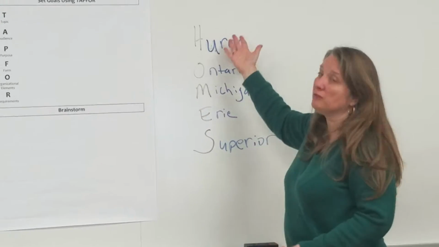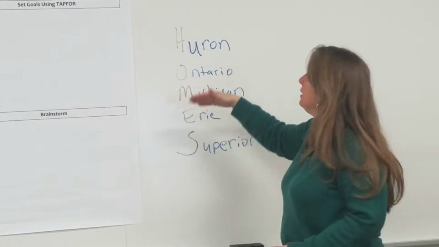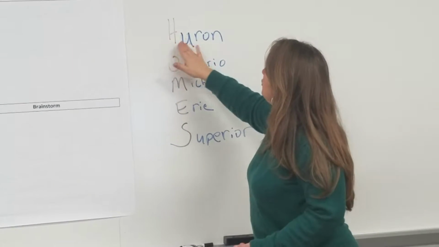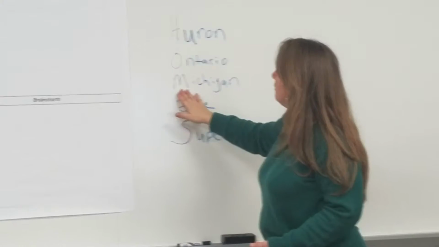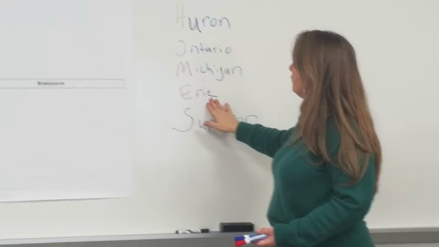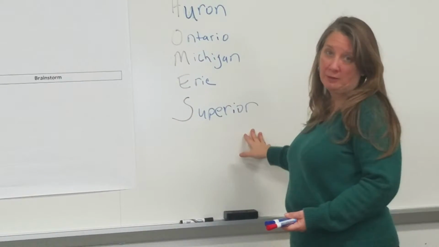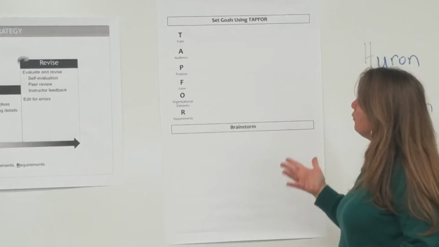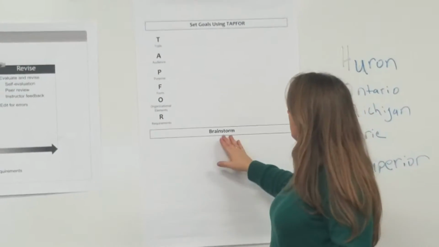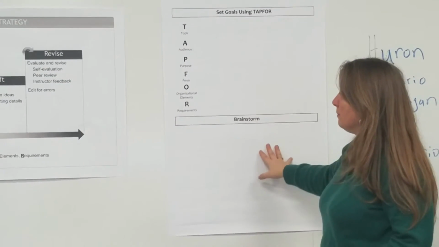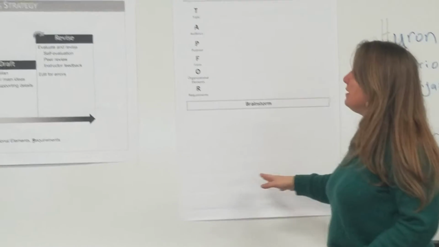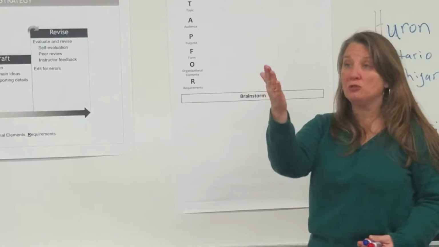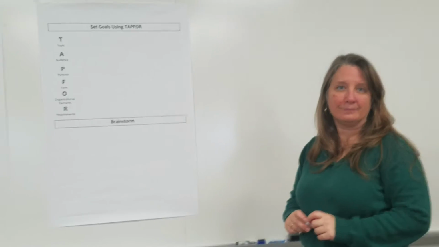One of them, to be able to remember the 5 Great Lakes of Michigan, is HOMES. So H is for Huron, O is for Ontario, M is for Lake Michigan, E is for Erie, S is for Superior. This mnemonic device helps us to remember the 5 Great Lakes. This mnemonic device helps us to set our goals for writing our paper. The next part of the plan is to brainstorm an idea, and then the final part of the planning is to use a graphic organizer.